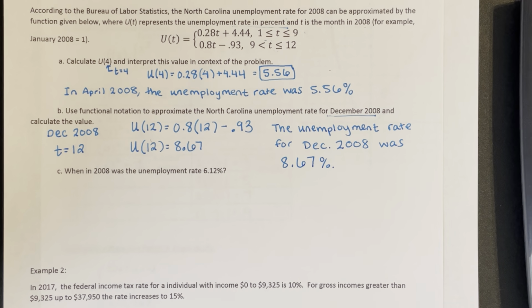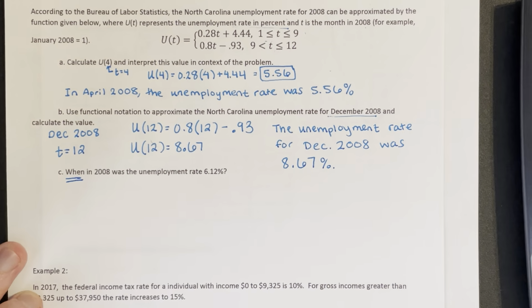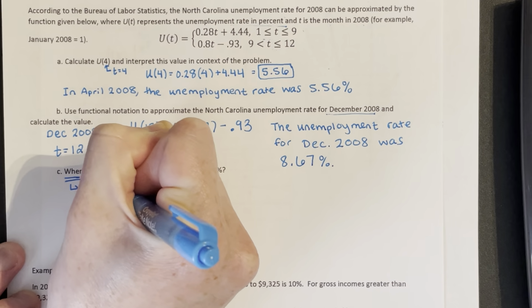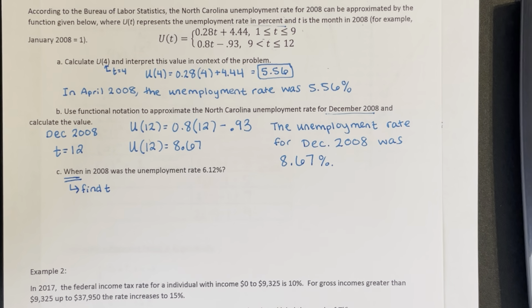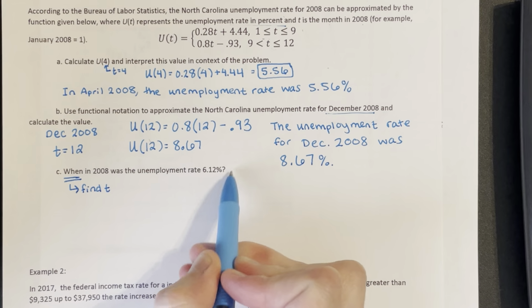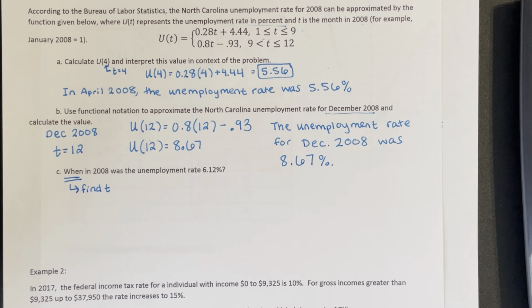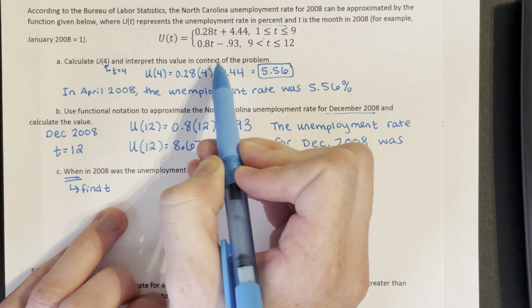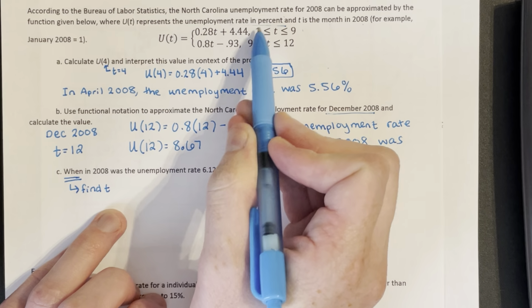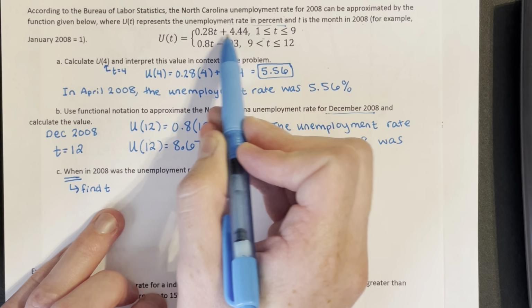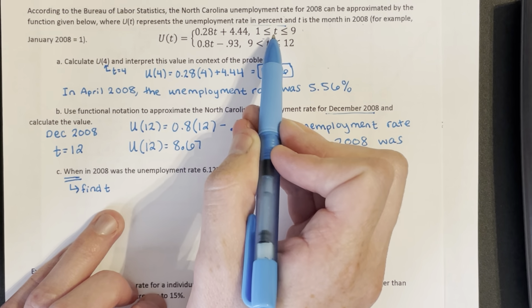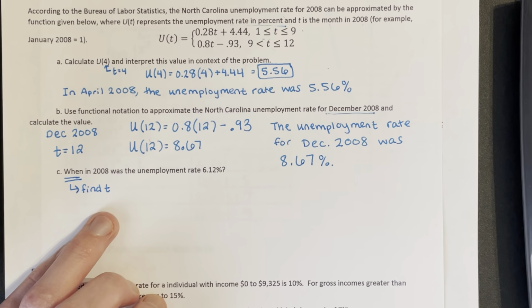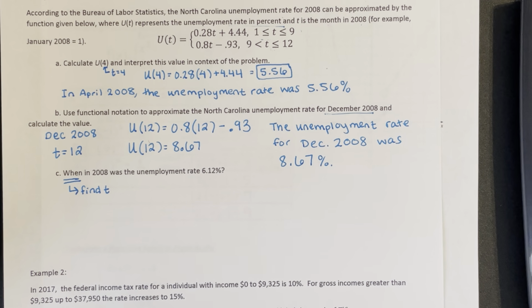Last part here, when in 2008. The when is our key word because that's telling us to find T. So we want to calculate what t value would give us an unemployment rate of 6.12%. This is where piecewise functions are tricky because we have more than one equation and we don't know what the t value is. So it's not where I'm inputting it into a specific equation based on the domain. Now we're trying to figure out the t value. So we're going to have to plug it into both parts of the function and evaluate the domain.